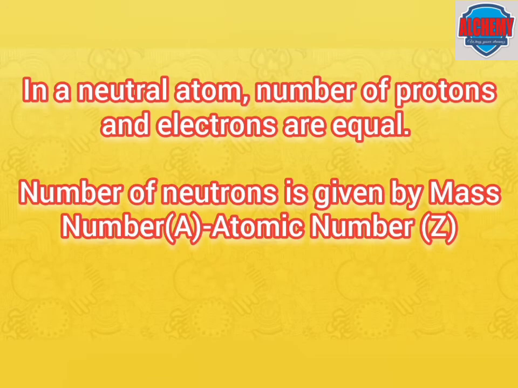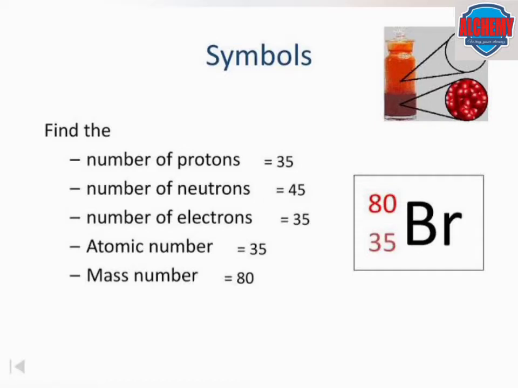In a neutral atom, the number of protons and the number of electrons are equal. The number of neutrons is given by mass number minus atomic number. We will now find the number of protons, neutrons and electrons in some elements. The first element is bromine.